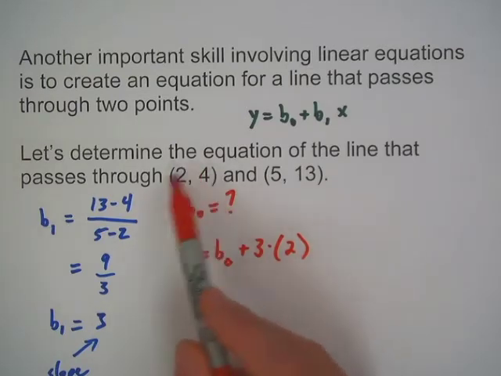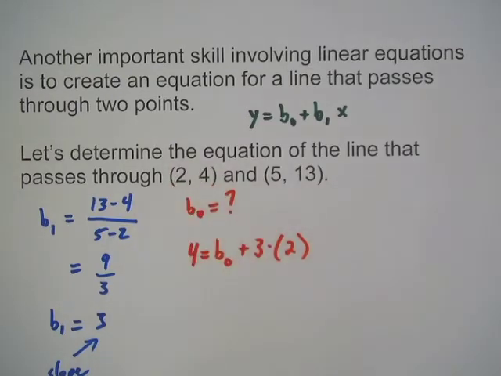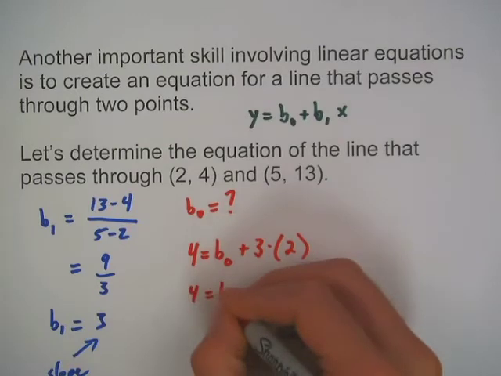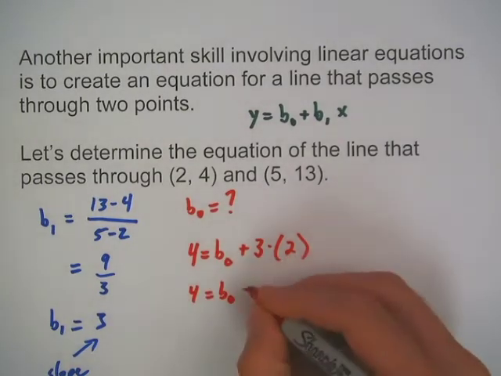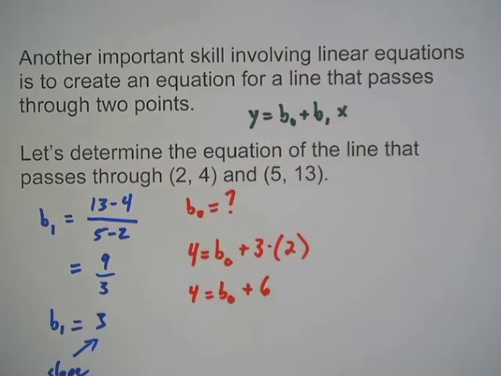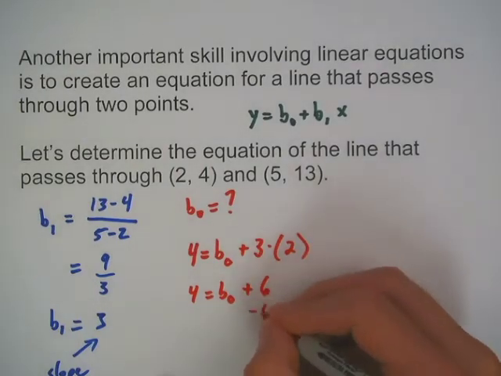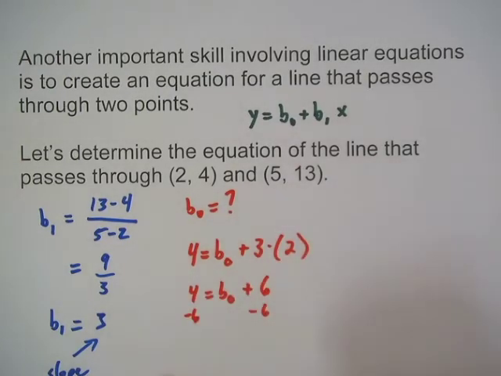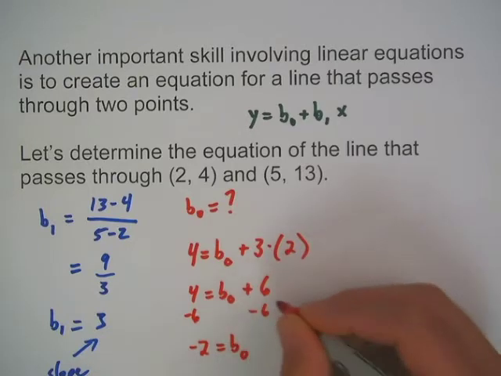Okay, so let's do this multiplication. So that's 6. And now all I need to do is use some algebra to solve for b0. So the algebra I'm going to use is I'm going to subtract 6 from both sides. So 4 minus 6 is negative 2 equals b0. 6 minus 6 is 0. So b0 is equal to negative 2.